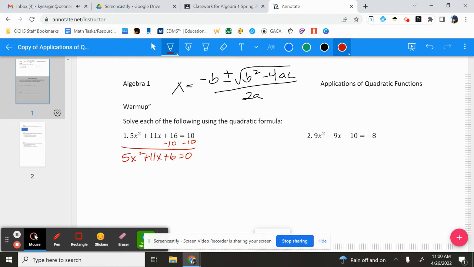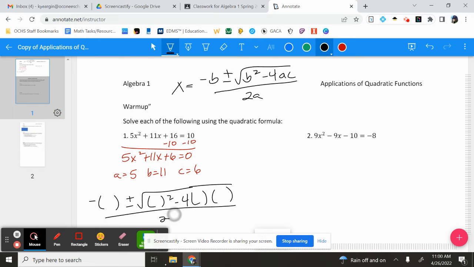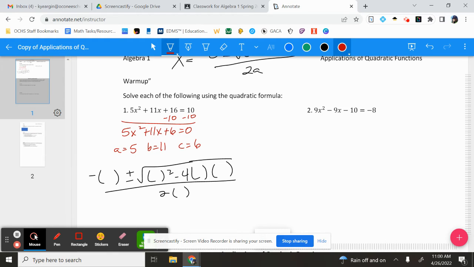Now that my equation equals 0, I can identify my a, my b, and my c values, and then plug into the quadratic formula. If you remember, I told you that I like to use open parentheses anytime I see a variable. That way, if I have any negatives or double negatives, where I have the squared, I don't have to worry about the different pieces. So then I just want to fill in for my variables.